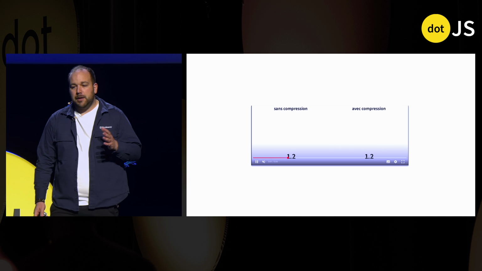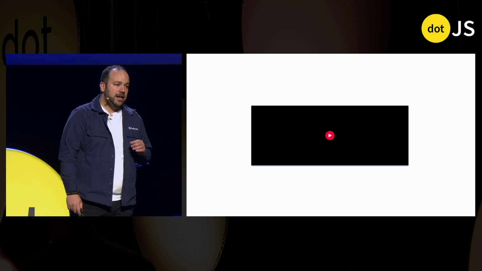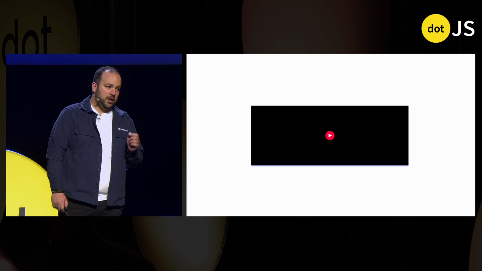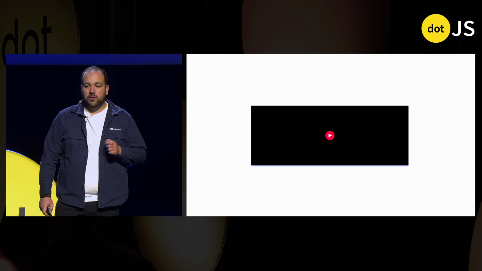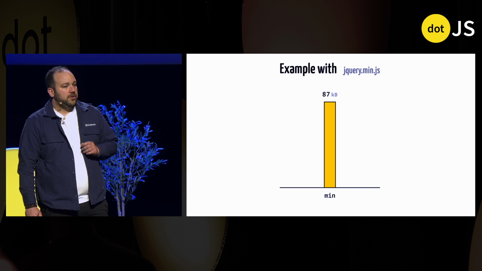Here, with a Wikipedia page, on the right I have compression. On the left, I don't have compression. And I gain 15% time on the whole page loading. So let's take a look at a dedicated JS file to load.